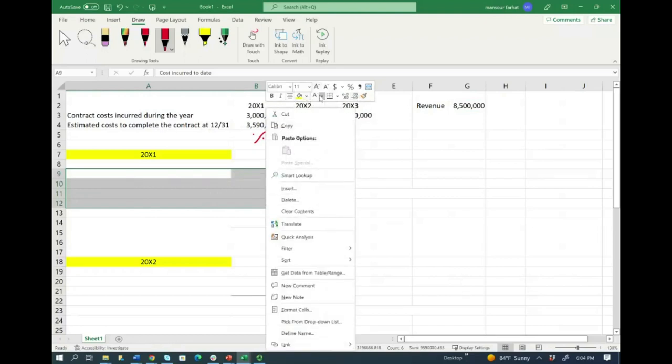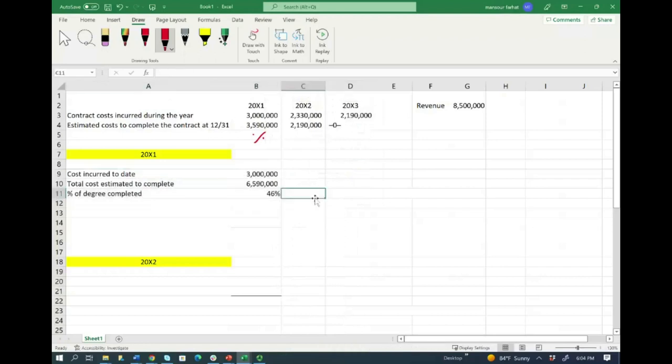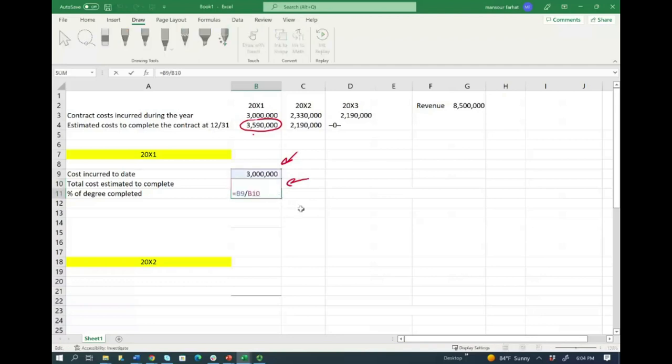So let's go ahead and find out what is the cost to date. The cost incurred to date is $3 million. Cost to complete the project, we need additional $3,590,000. Therefore, the total cost to complete is $6,590,000. So if I take cost incurred to date, which is the $3 million, divided by the total cost estimated for this project as of X1, I finished 46% of the project as of year one. Now I can recognize 46% of the revenue, and as a result, recognize some profit for year X1.